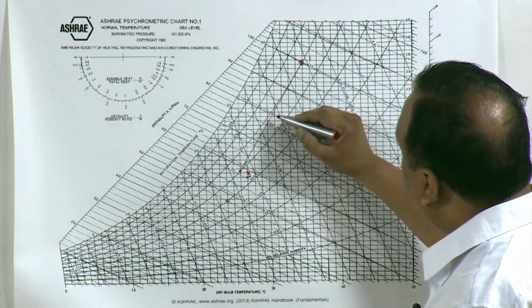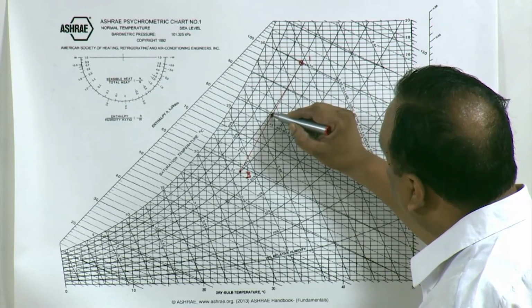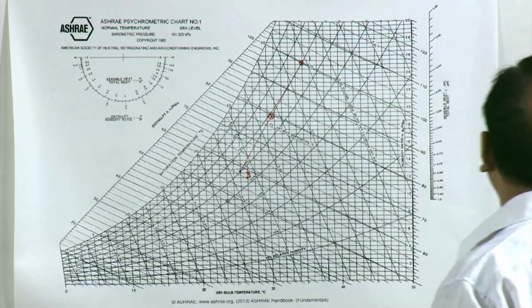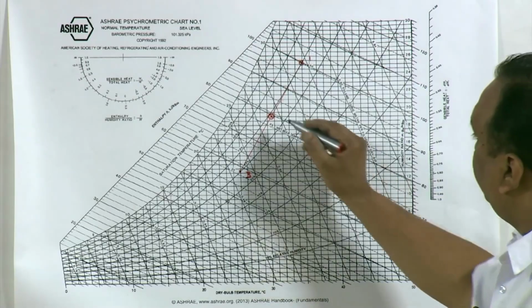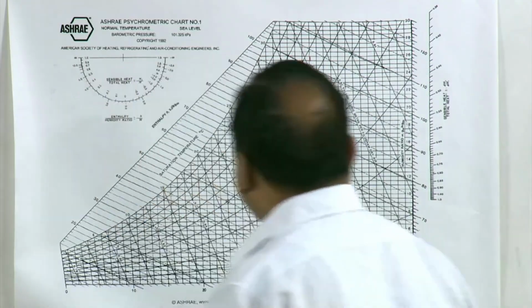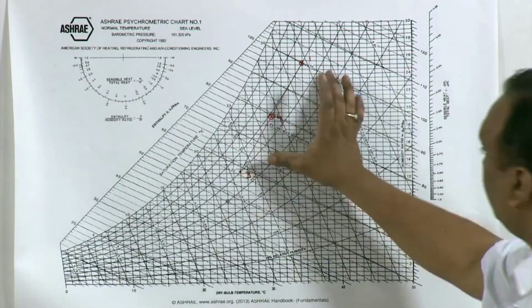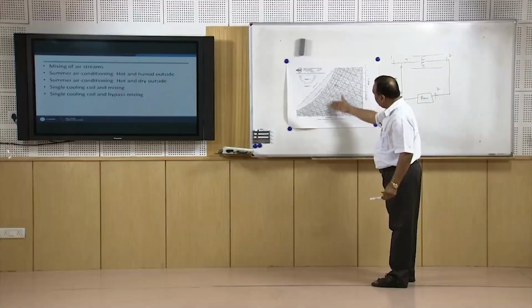If it is 50-50, the mixture will be exactly at the middle of this line. I am just taking the approximate position and that is going to be state 4. In this type of mixing, we can do it geometrically, or mathematically also we can do.